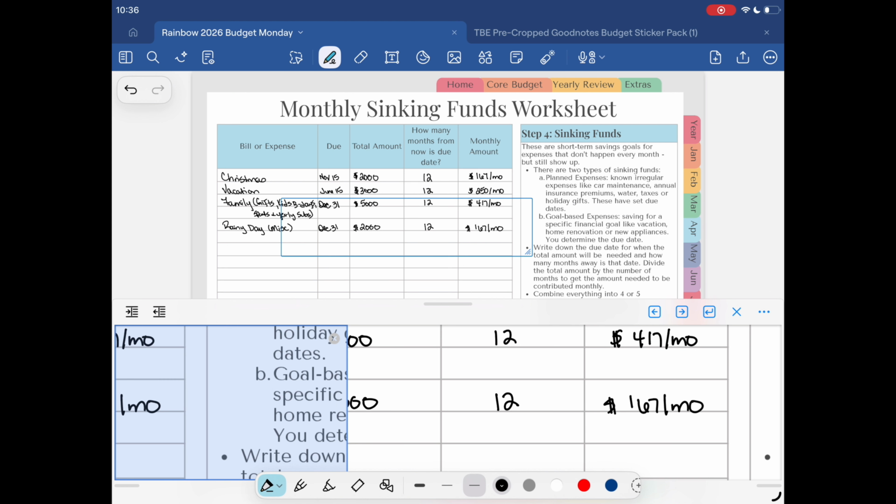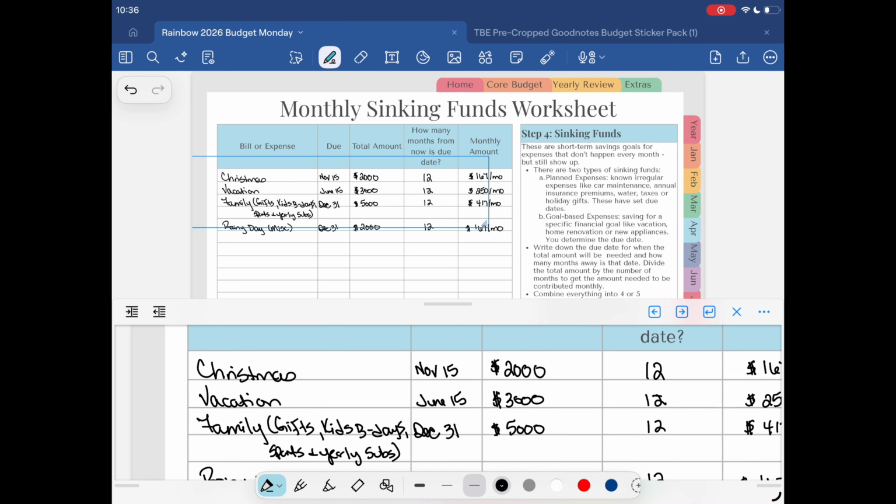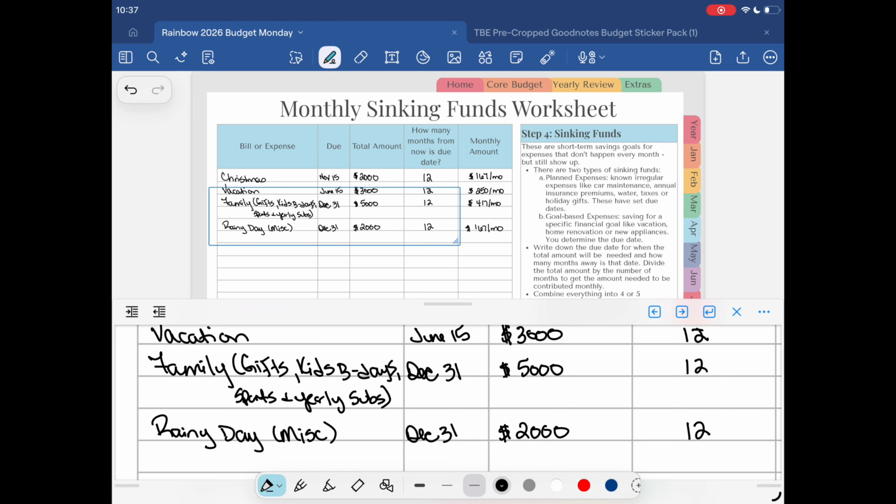So the goal of these sinking funds is to alleviate pressure when expenses come up, such as Christmas, or when we spend money to go on a vacation, or when the kid's birthday rolls around, that we're not having to take it out of our cash flow.